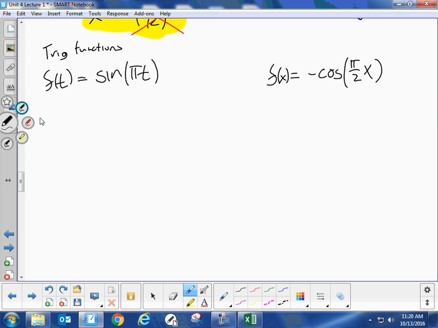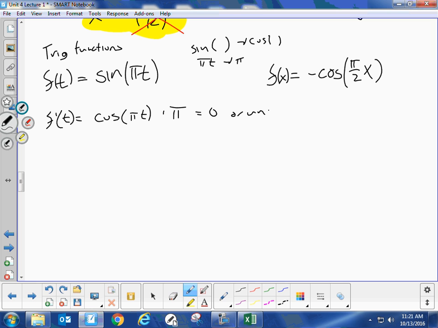Okay, I'll do this one really quick. Remember, when we're taking the derivative, this is a chain. This is the sine of stuff, and then there's pi t in the middle. The derivative would be cosine of pi t times pi. Derivative of this is cosine. Derivative of this is pi t. Just pi. Okay, we set that equal to 0, or when it's undefined.